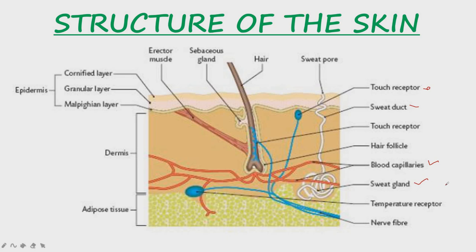The next one here is the sensory nerves or receptors. Under this, we have the touch receptor, we have the temperature receptor, we also have the nerve fiber. These are the receptors that we'll see here. Now, what are the functions of the receptors? I think we have about four major sensory receptors that we will look at right now. These four major sensory receptors that are found in the dermis, what do they do? They receive stimuli from the external environment.